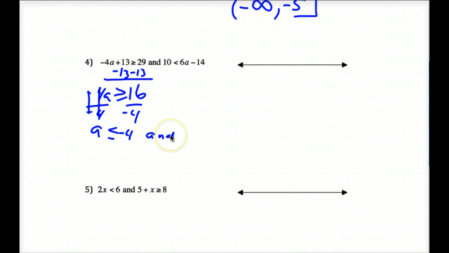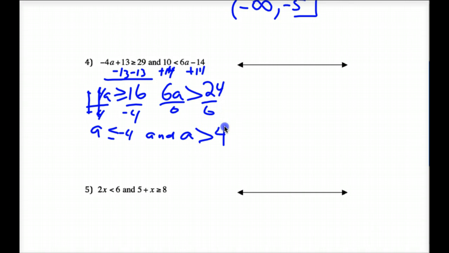I'm going to flip this one around, even though this flips because we rewrite it, not because it's multiplying or dividing by a negative. Okay, did anybody else get less than or equal to -4 and a is greater than 4?